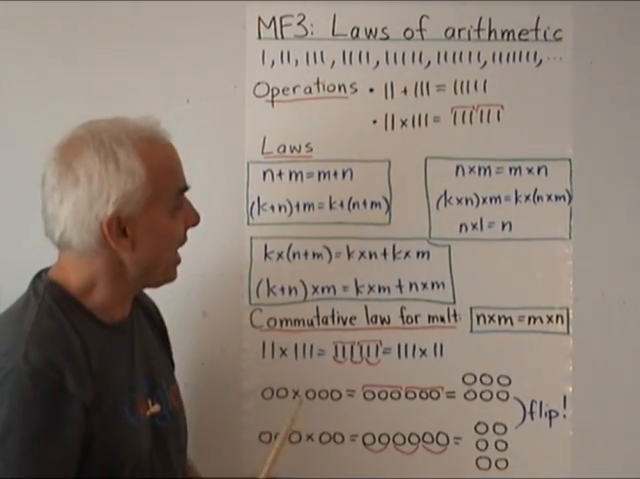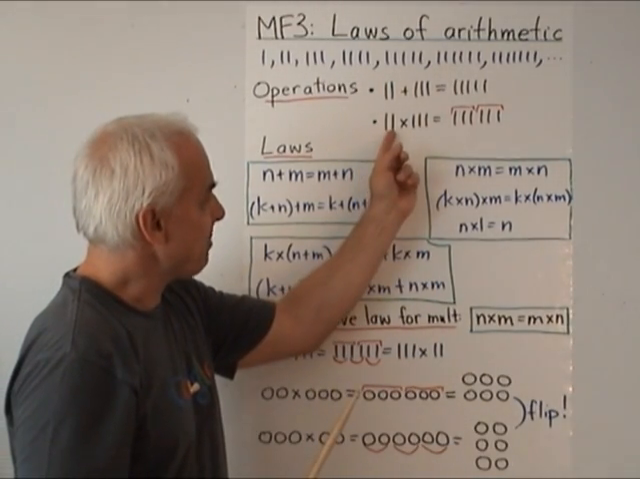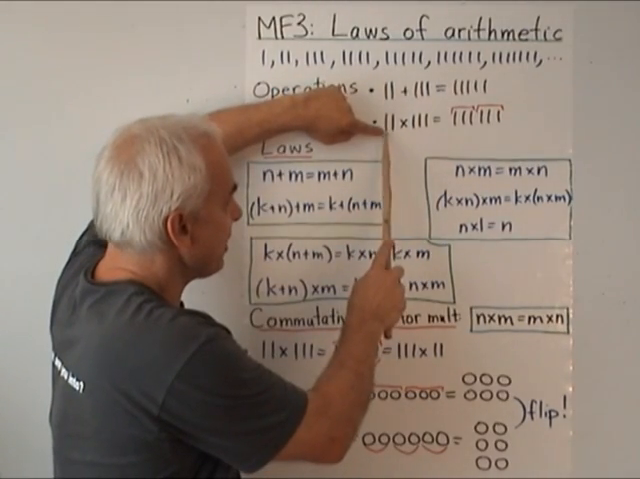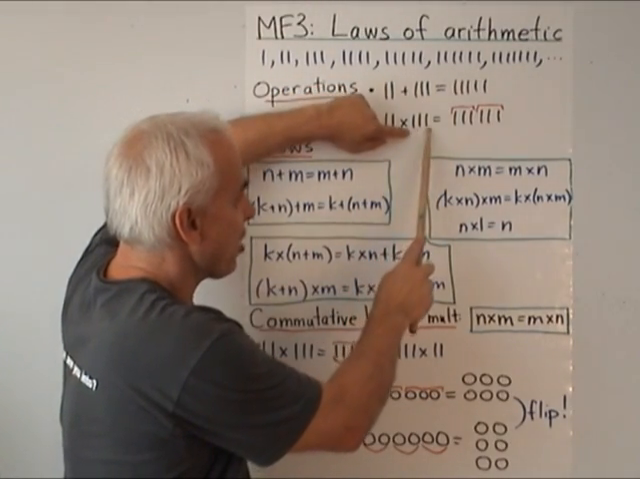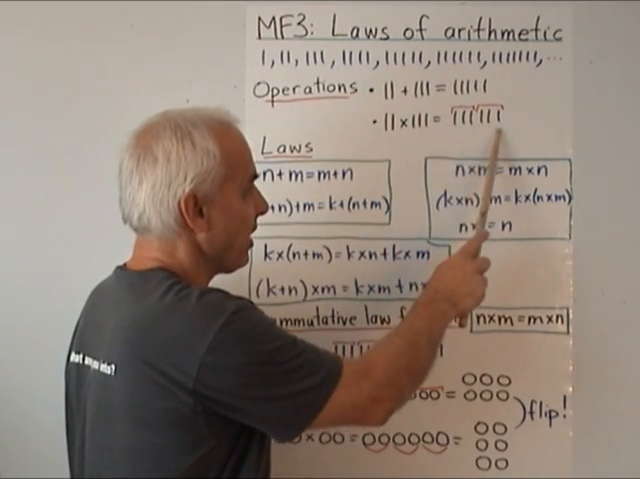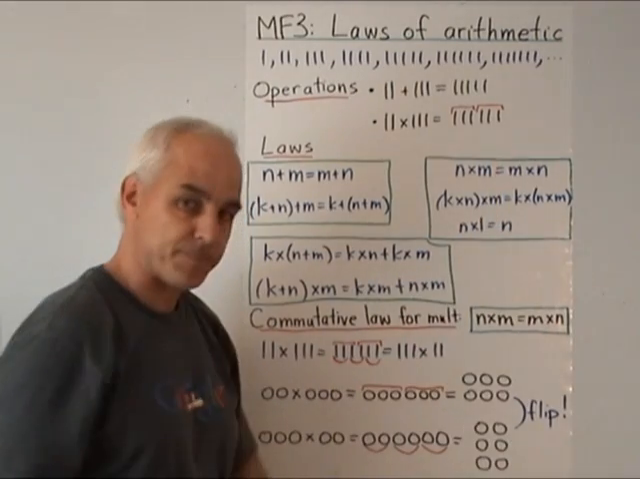Multiplication is what you get when you take this many groups of that one. So in other words, for every one in this first number, you put a copy of the second number. So 2 times 3 is 2 copies of 3, one there and one there.